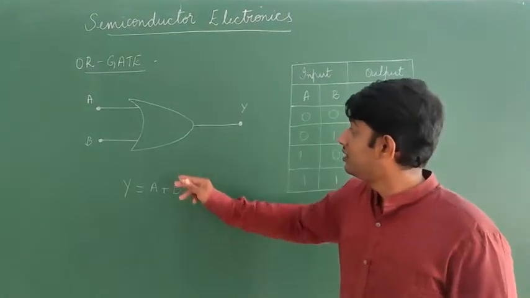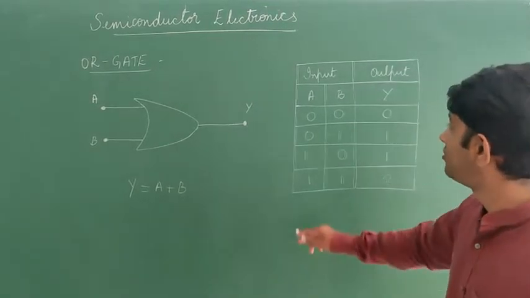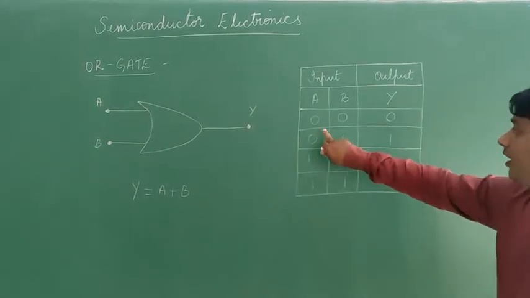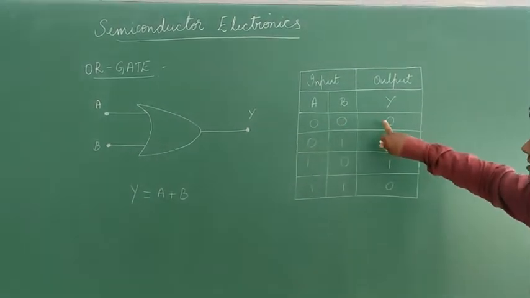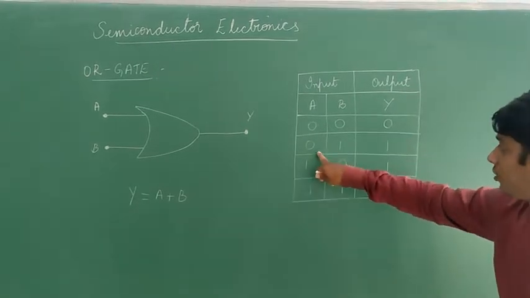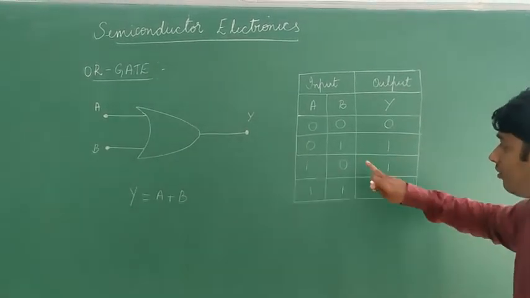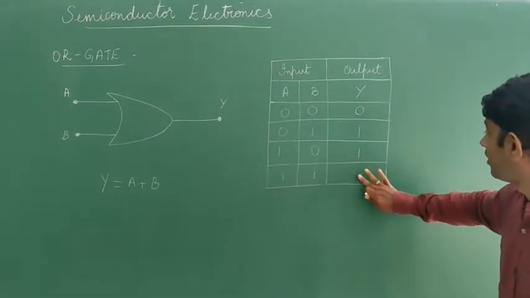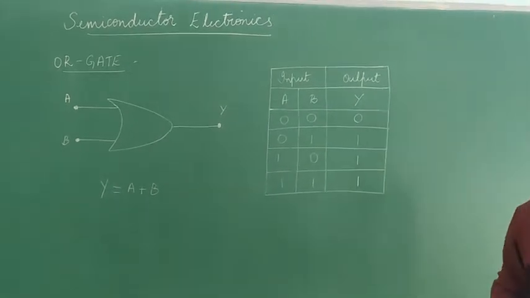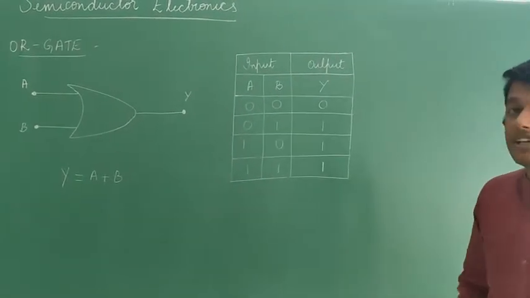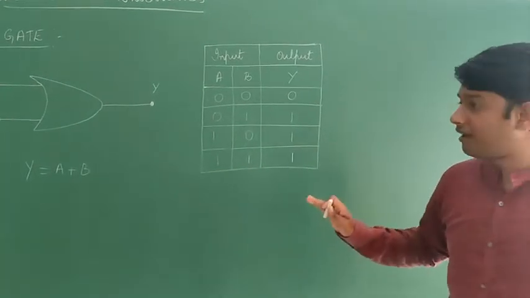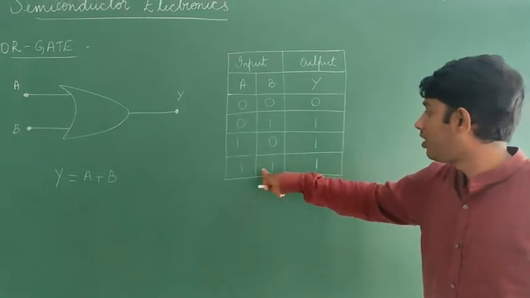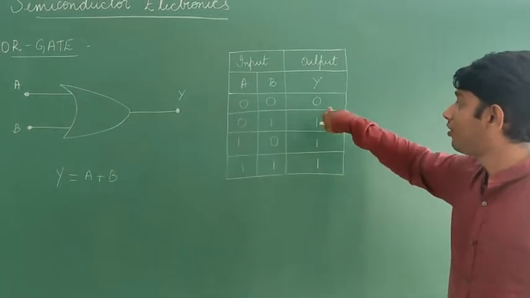This is the circuit symbol of the OR gate, and this is the truth table of the OR gate, where you can see that 0, 0 gives 0, but 0, 1 gives 1, 1, 0 gives 1, and 1, 1 is also 1. As the definition says, 0, 1 is 1, 1, 0 is 1, 1, 1 is also 1, but 0, 0 is 0.